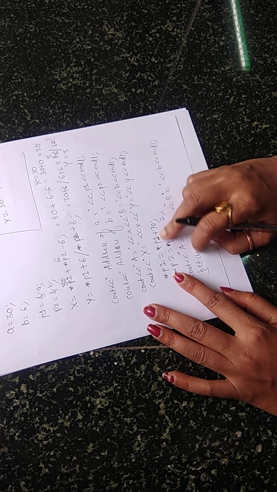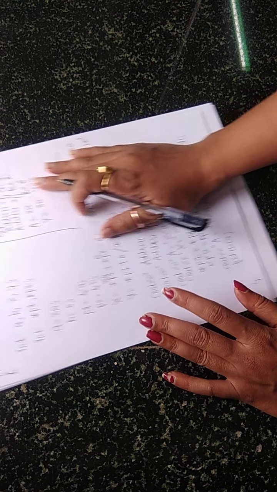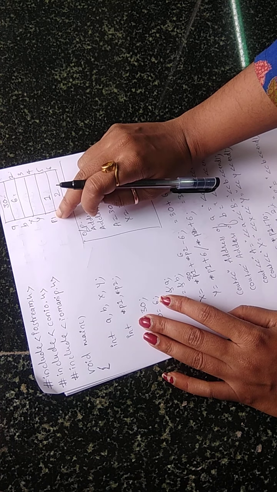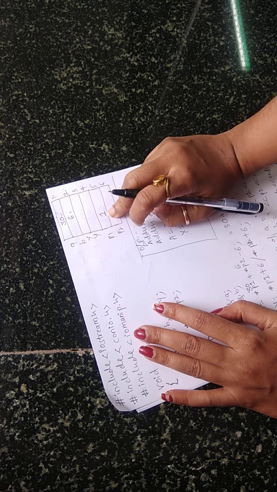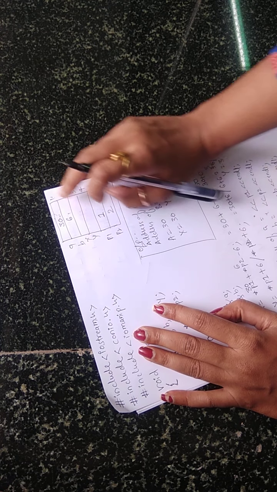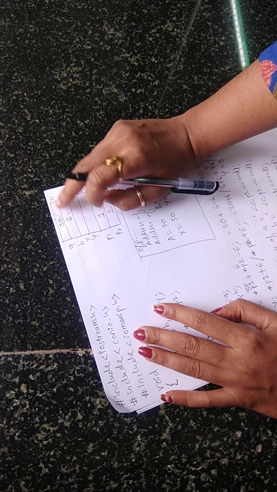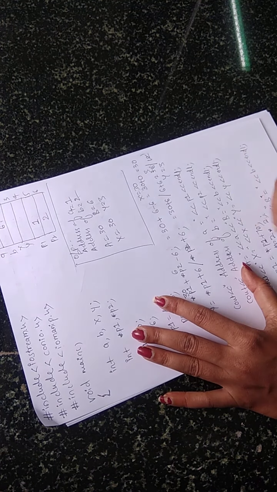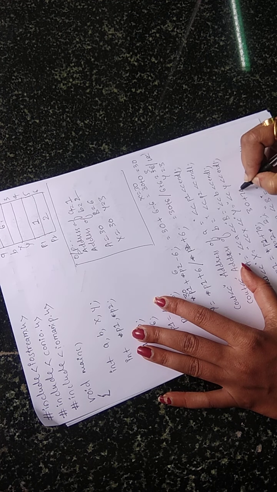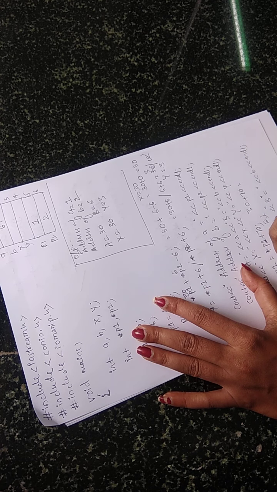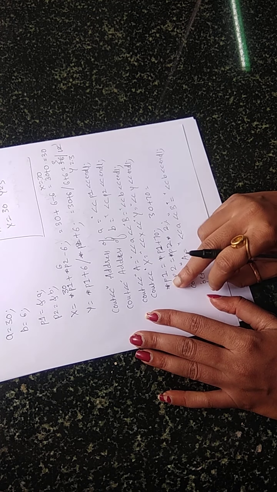Asterisk P1 plus 70. So, what is asterisk P1? Asterisk P1 means you have to go to P1. What is there in P1? P1 contains the memory address of A. Go to that memory address. What is there here? 30. 30 plus 70 is equal to, and where is it stored? In asterisk P1.